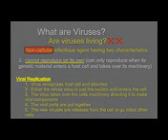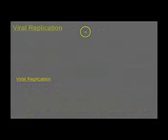Now let's take a closer look at viral replication. We have two different viral replication cycles, the lytic cycle and the lysogenic cycle. And we'll start with the lytic cycle.